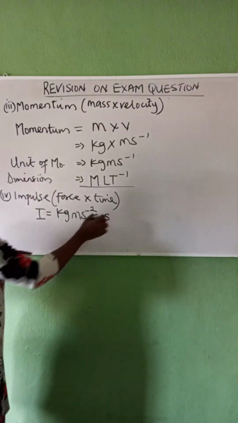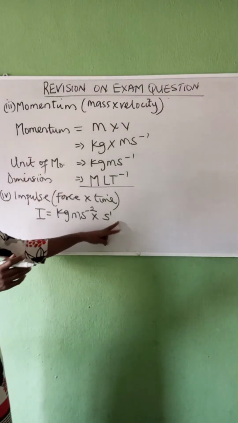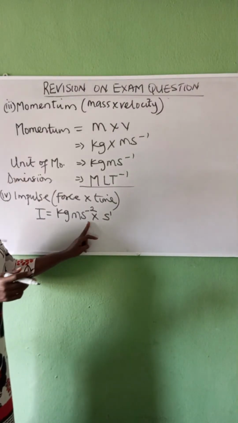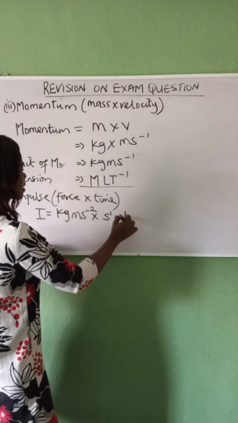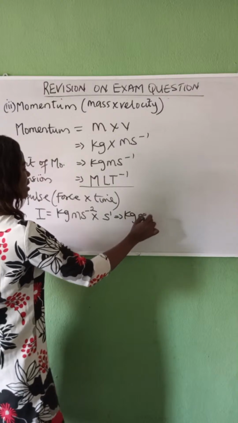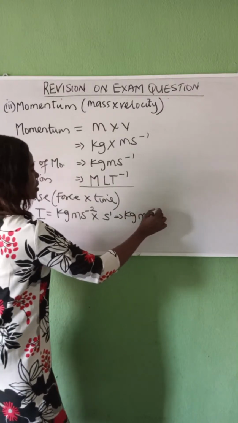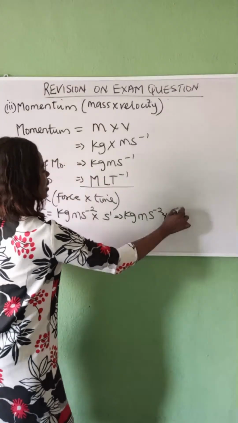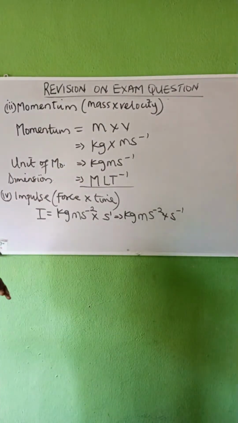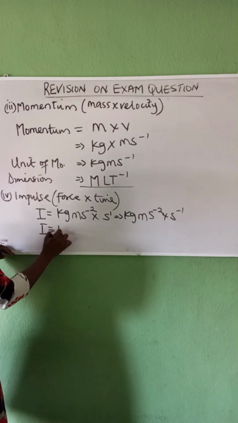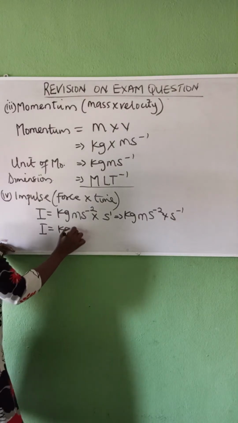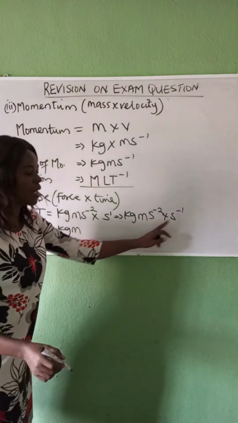Okay? Now, these seconds have an invisible power of 1. I'm going to bring it together to sum it up with the indices, and this becomes kilogram meter per second square multiplied by per second, right? And that gives rise to what? This becomes kilogram meter. Remember, I have second and second.